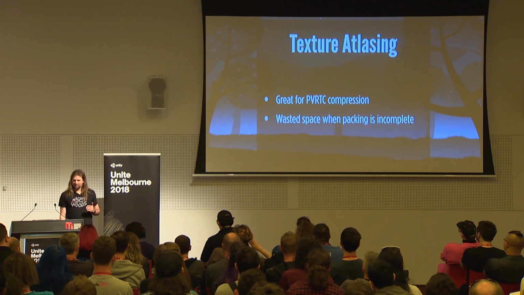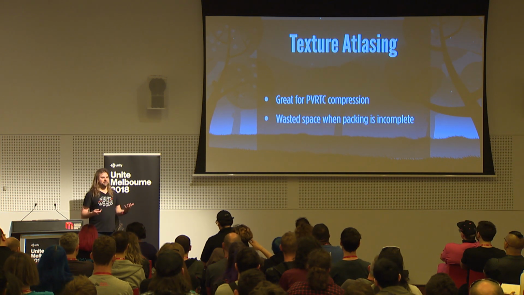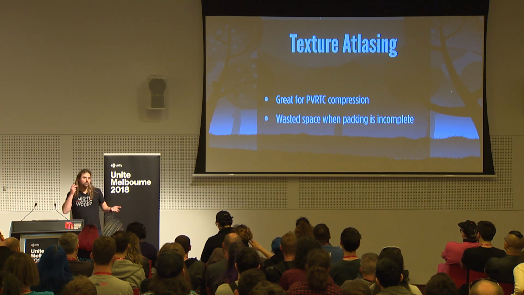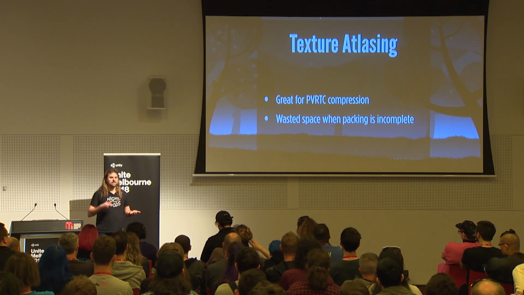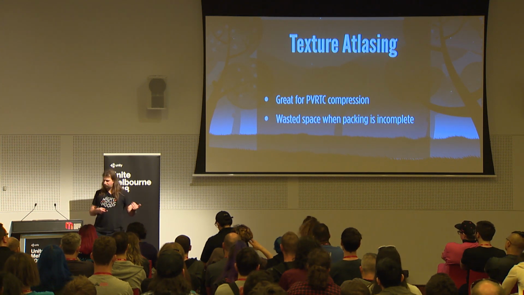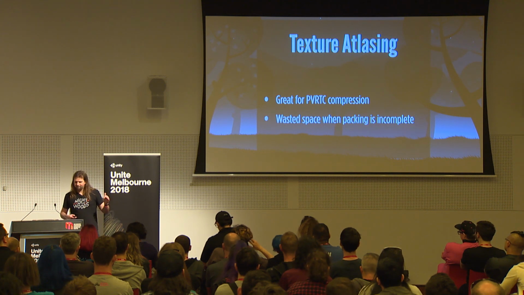So the other way we can do this is with texture atlasing. Again, most games that use sprites make use of texture atlasing. This is actually great for PVRTC compression. In fact, it's necessary because we have non-power of 2 non-square textures, and PVRTC requires both of those. Requires both power of 2 and square.